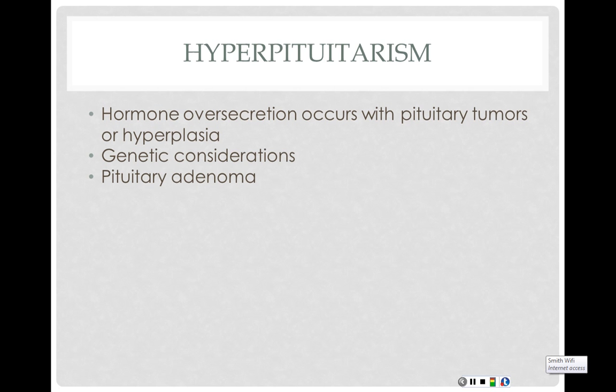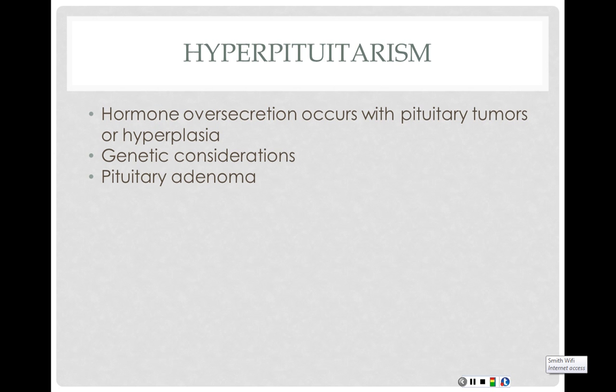The inverse is true if we're talking about hyposecretion with the person that has hypopituitarism. Then the person's growth is going to be stunted. So back to hyperpituitarism. If the person has increased growth hormone before puberty, then we call that gigantism. If the person has an increase in growth hormone after puberty, then we call that acromegaly.